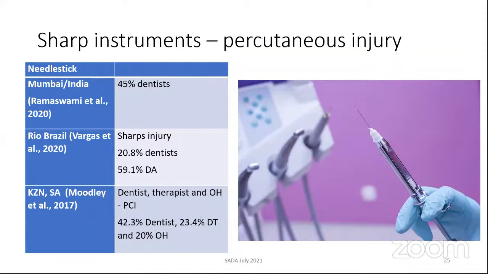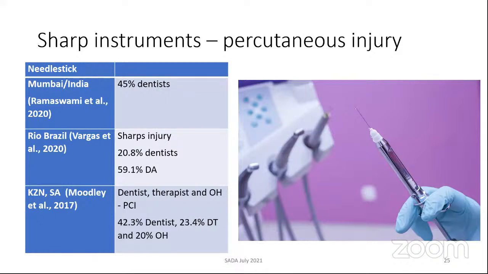In a study done by Moodley et al. in 2017 among dental therapists, oral hygienists, percutaneous injuries were seen among dentists, therapists, and oral hygienists. So we need to protect ourselves.